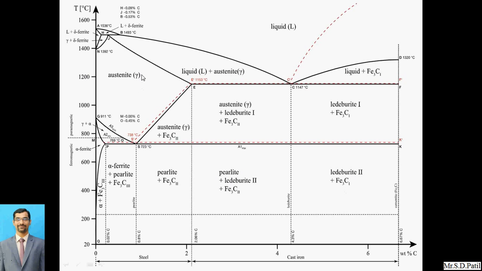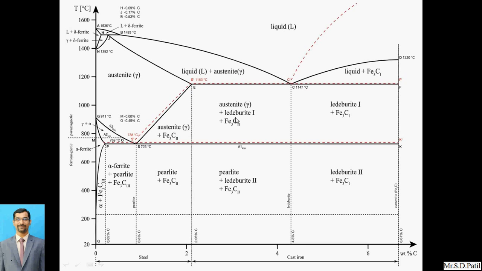Similarly, in this particular zone, this will be the ferrite plus austenite. This will be the ferrite plus austenite. This will be only austenite. Then this is austenite plus cementite.